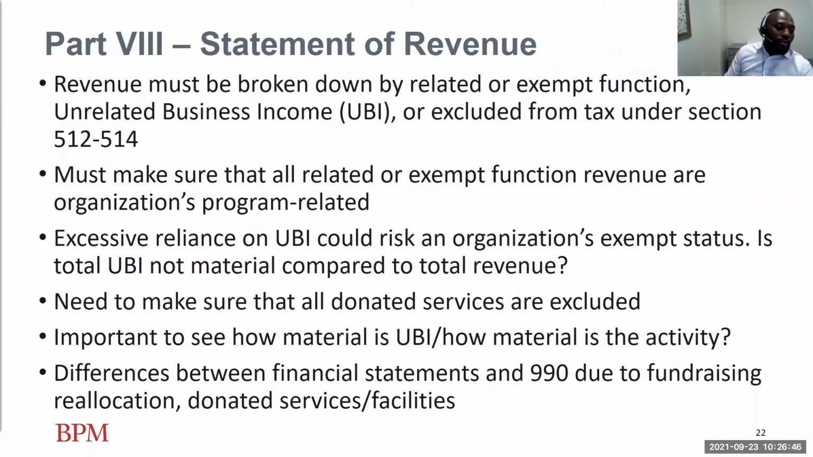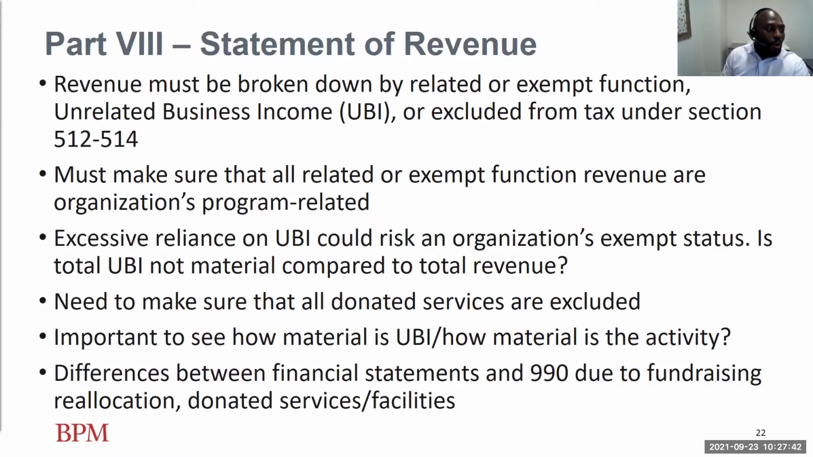Now, the next 3 slides, I'm gonna speak about your financial data. Part 8 is your statement of revenue, and this usually comes from your financial statement. But in this section, you have to break down your revenue between what's related or exempt function, unrelated business income, or what's excluded under section 512 dash 514. What's excluded under 512 dash 514 are basically your interest and dividends, which is the most common one, and your realized gain. Those are not typically related to your organization's function, but they're not UBI as well, so those fall into that category. And then you want to make sure that all related or exempt function revenue is organization program related.